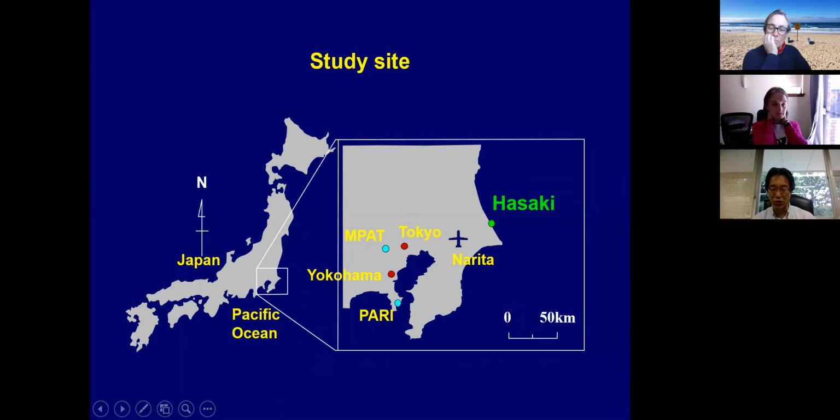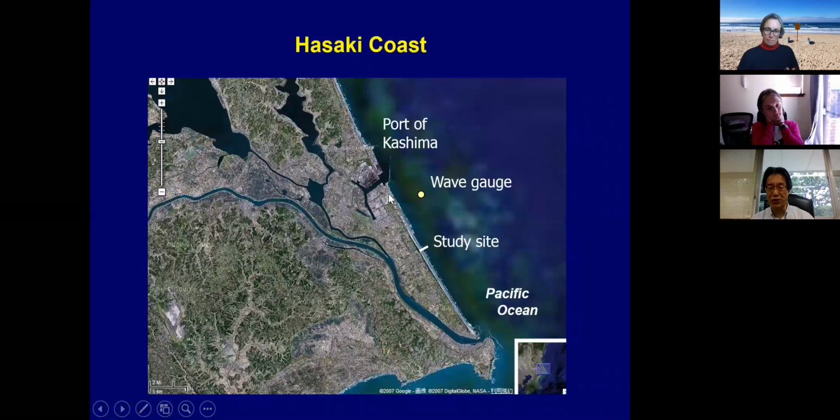And here is the location of the Port and Airport Research Institute where I used to work. And now I'm working here right now. The Hasaki Coast stretches about 16 kilometers from the port of Kashima to a river mouth here. And the study site is located here.